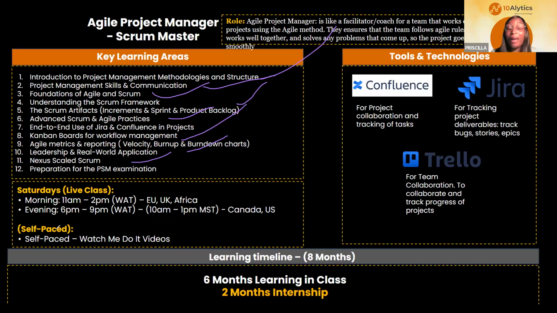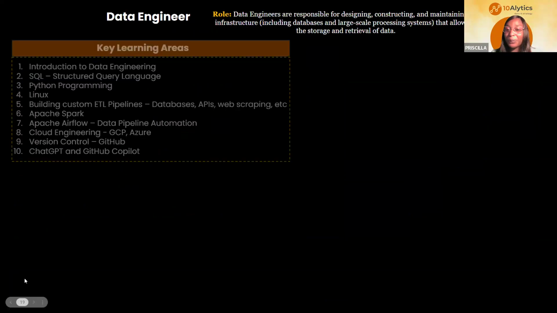So the learning pattern is still the same right here in the Project Management Program. You get to learn on Saturday, and you also get the self-paced. It is 8 months of learning, which involves 6 months of learning in class and then 2 months of internship. So we'll talk about data engineering right now. Remember that this is a high-level explanation.